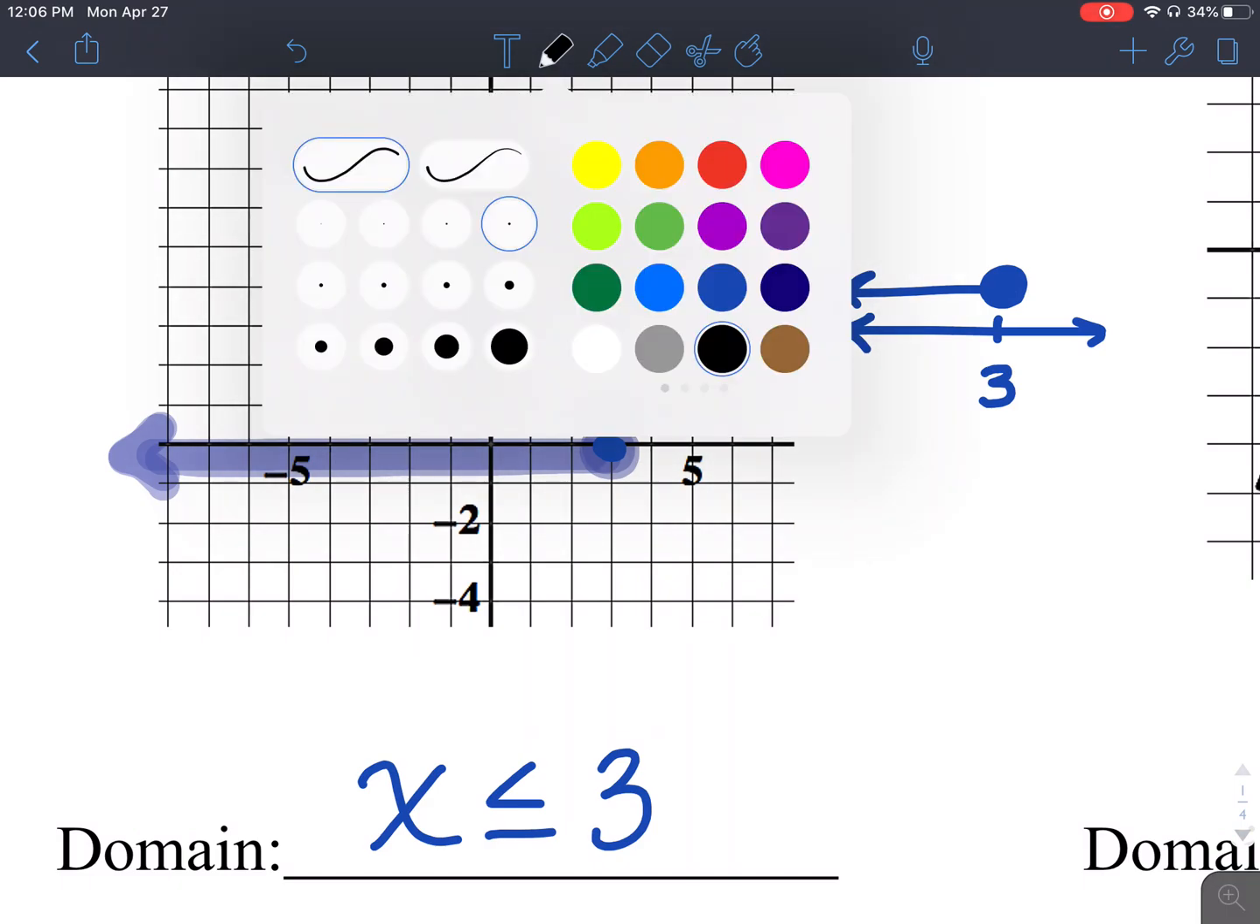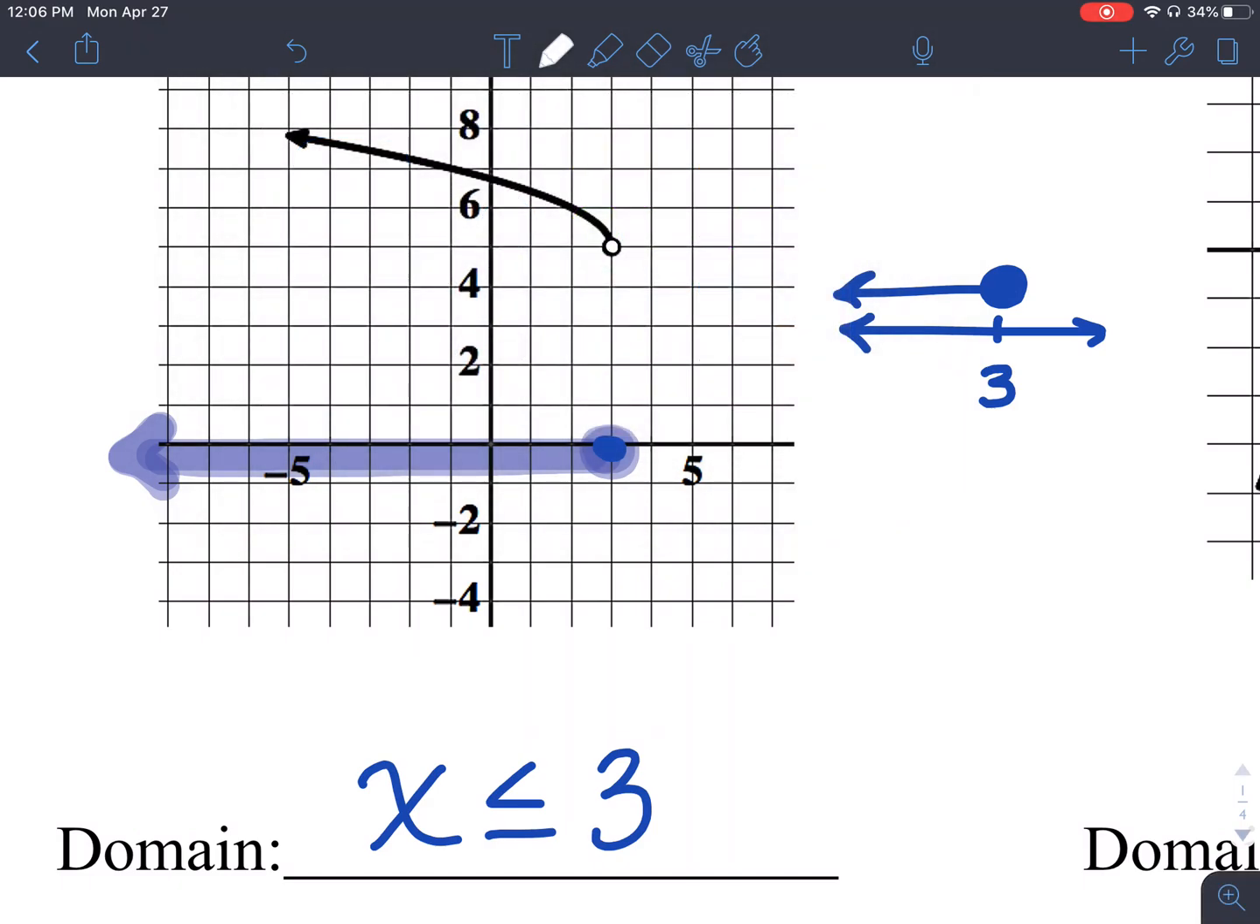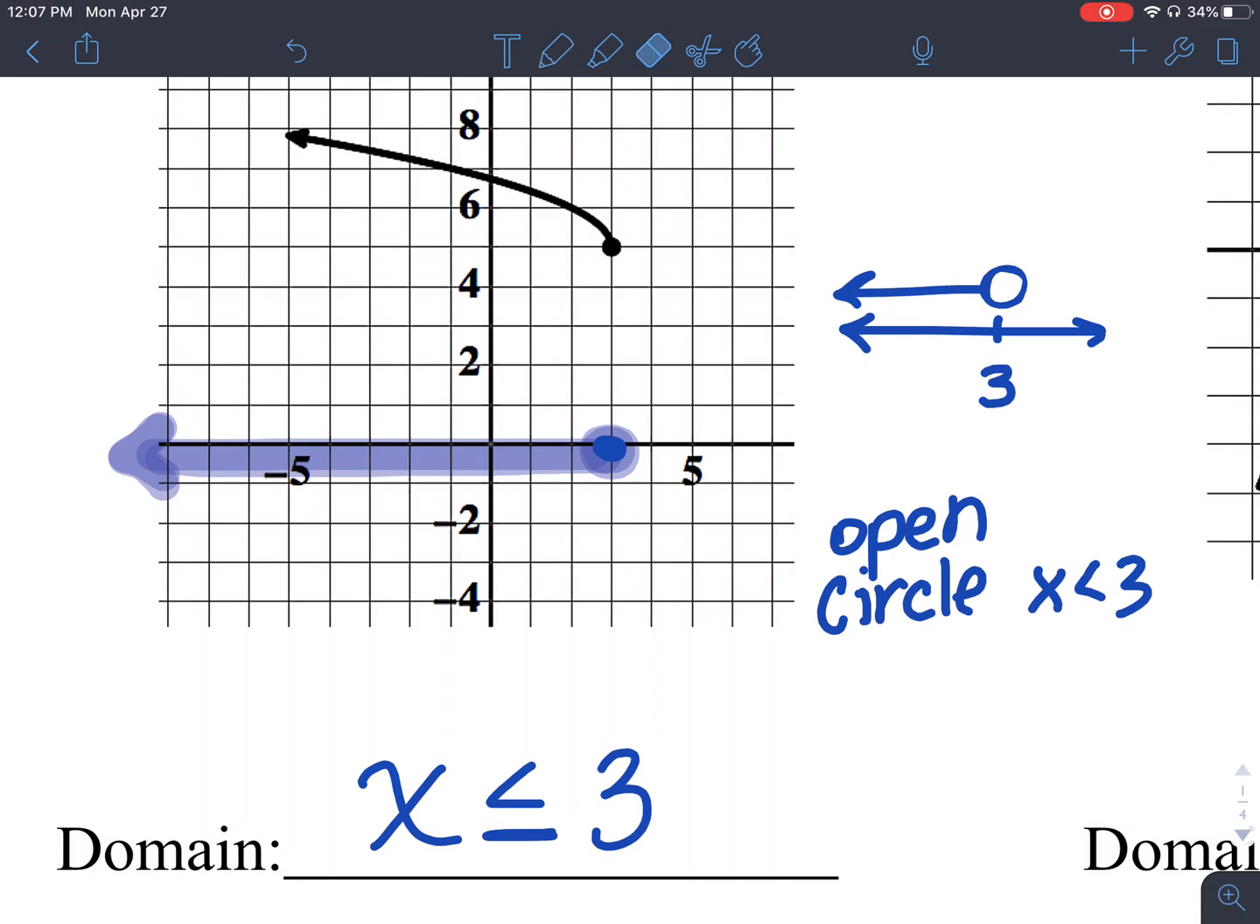Friendly reminder, let's pretend that was an open circle, so it looked like that. If that happened, that means that point cannot be included, so it would be x is less than 3. So that's the difference between when we include that equal sign underneath and when we don't. But in this case, it is open, or sorry, it is closed, so it will have the equal to sign.